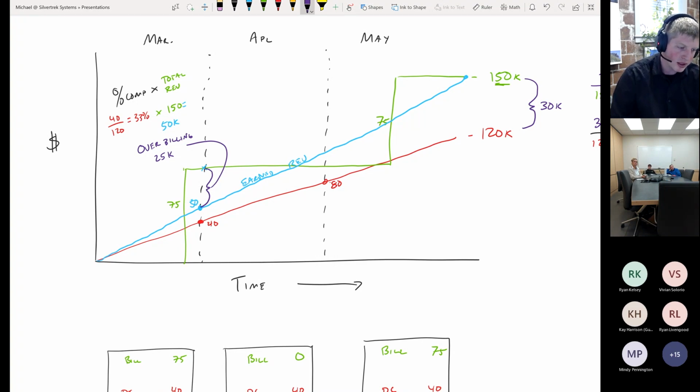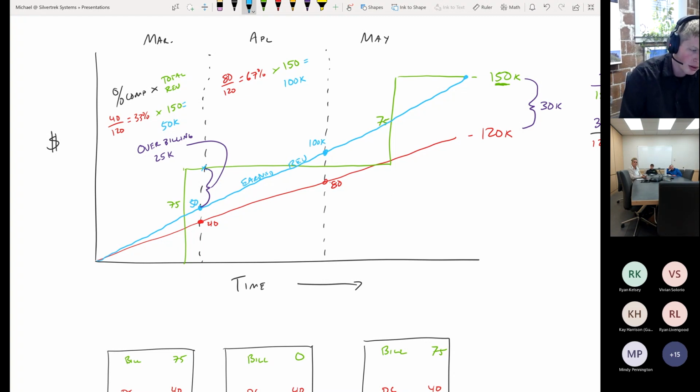Well, we can keep going and look at the end of April, to see what this job has done. Again, our percent complete is a pretty easy calculation. We take our total, 80,000, divided by 120. We get 67% complete. We multiply that by our revenue of 150 over here, and we get earned revenue of $100,000. So now this line intersects the end of April, April 30th, at 100.